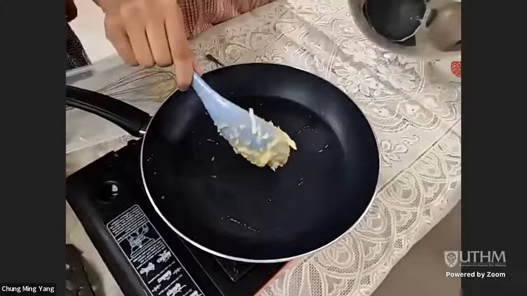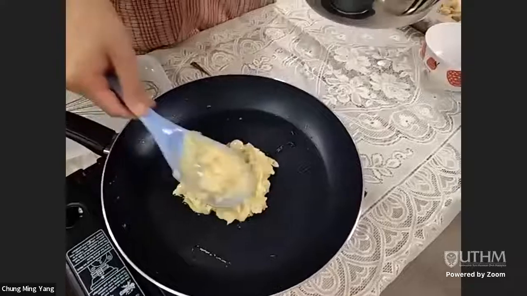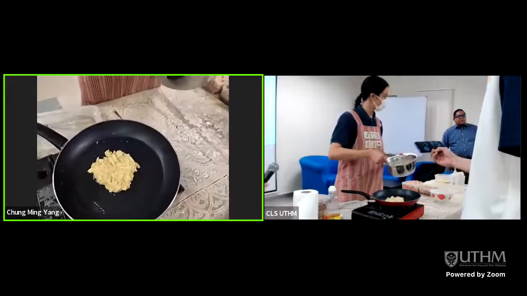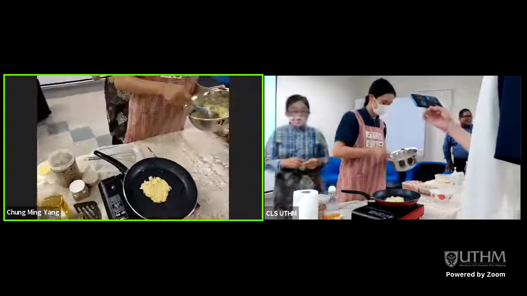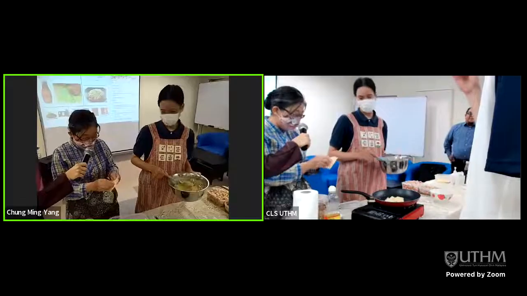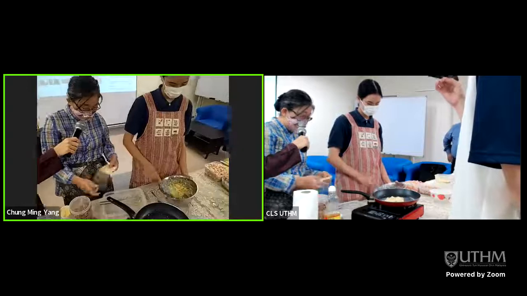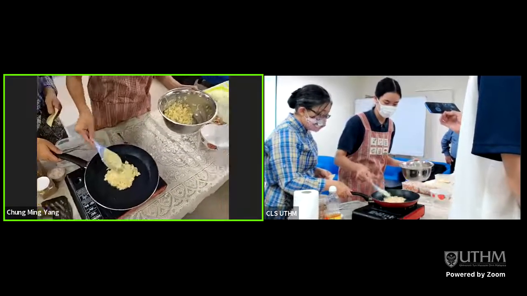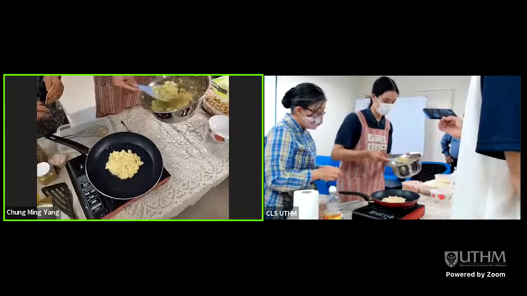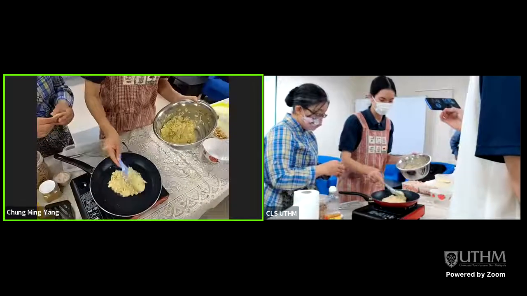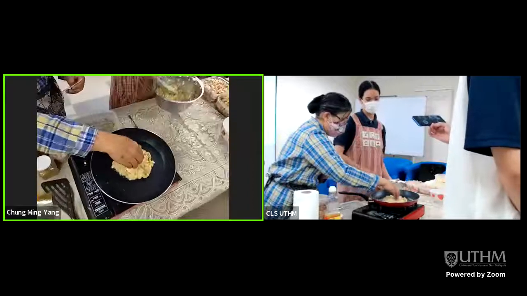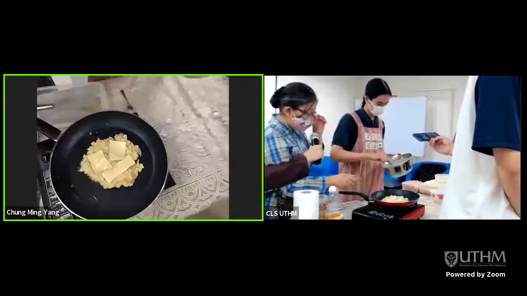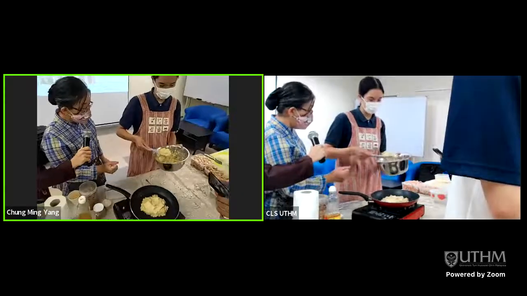And you can make it with cheese. Pizza. After we put the cheese, more butter.